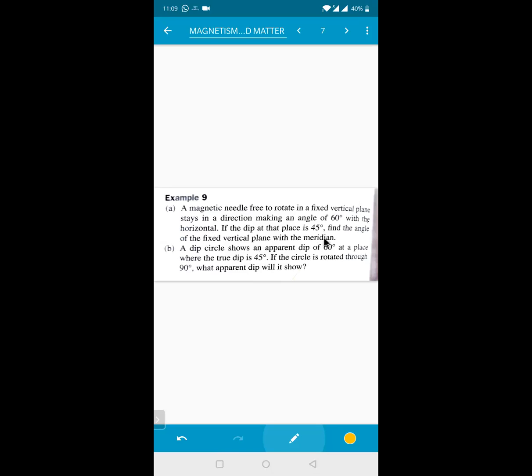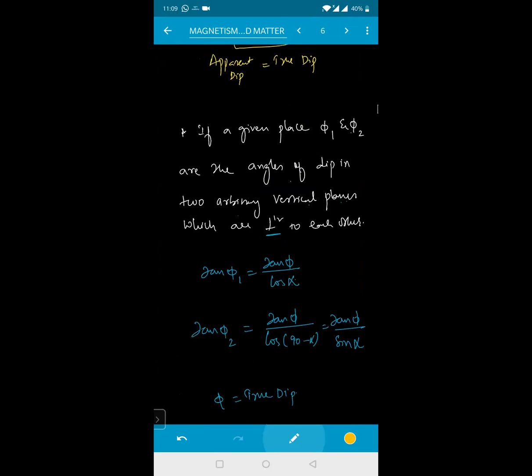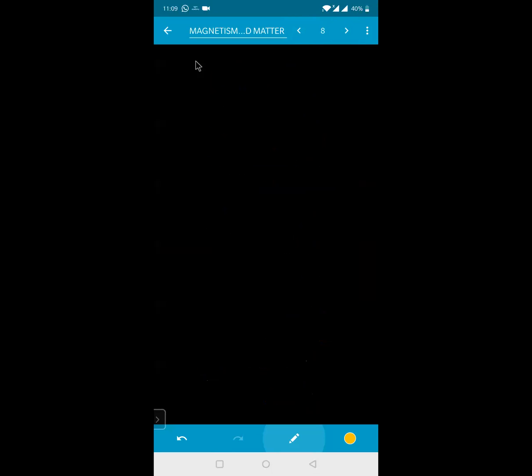I told you right now the formula of phi 1 and phi 2, for two different arbitrary positions. So tan phi 1 is equal to tan phi divided by tan phi 2. In order to get the tan phi 2 value, I should know the value of alpha. Can I do it like that? Sir, let's try. So let's try part B here so that you can practice it.